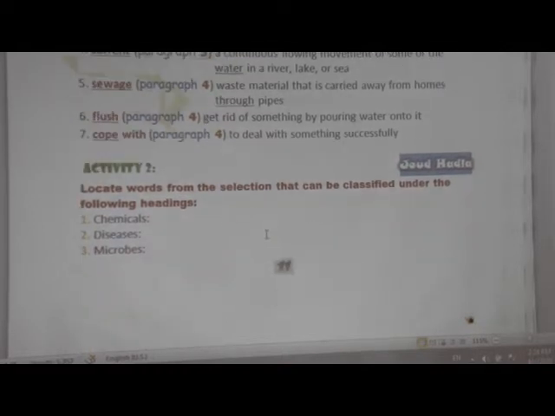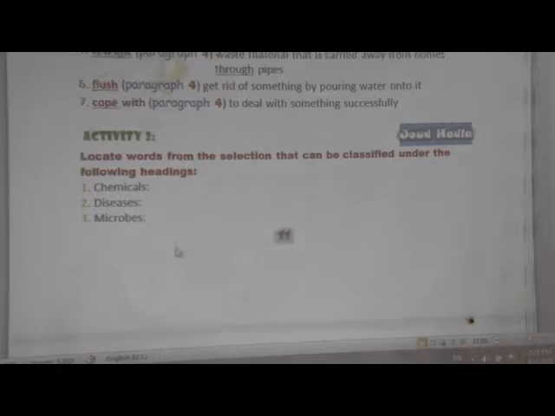Now, activity 2, and here I didn't do this activity for you, it will be a homework. So, locate words, find words. Locate means find. Find words from the selection above that can be classified under the following headings. These are 3 headings, and we need words that can be classified under them: chemicals, diseases, microbes.